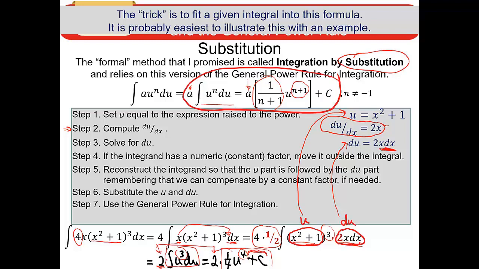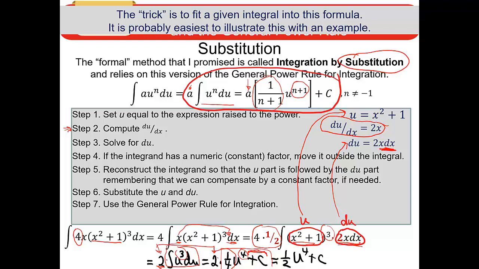And now it's just a matter of taking 2 times 1/4, and you get a half. 2/4 is a half. And you get 2/4, which is 1/2 u to the 4th plus a constant of integration.